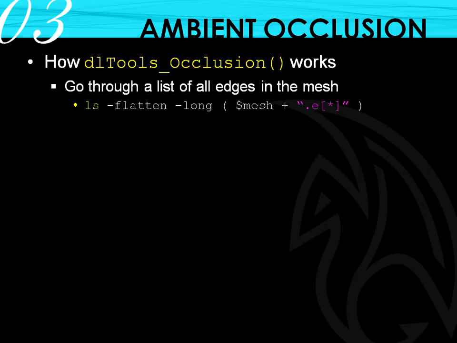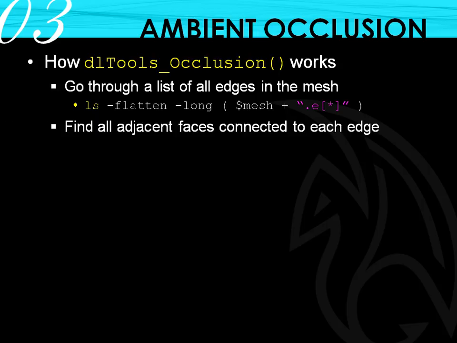So first we're going to get all of the edges on our mesh, and we can use LS with the flatten and long flags to get us the full listing of all of the edges on the mesh using mesh plus E. And here's a little trick you can do. You can put an asterisk, a wildcard, inside a bracket to be able to get all of the edges. In this case, it's an edge or any sort of component. You could use F for face or VTX and put an asterisk. It has to be in quotation marks, has to be in a string to be able to return all of the components.